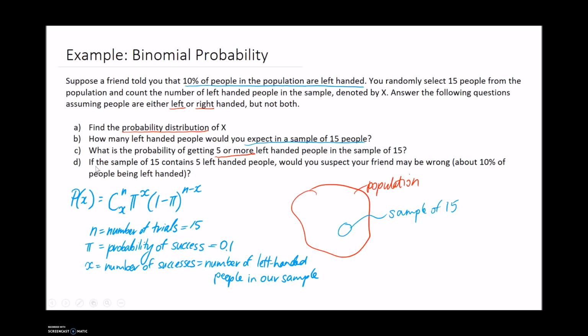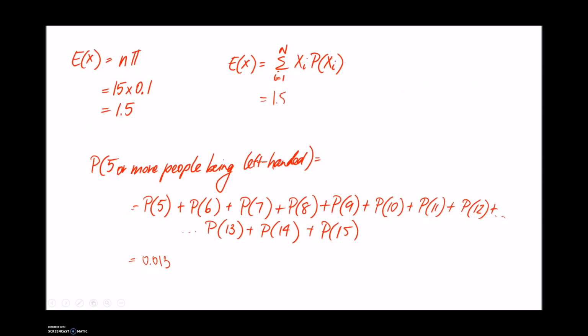So we've kind of just done the relevant calculation for this, because we just looked at what the probability of getting 5 or more left-handed people actually was, and we decided that the probability was about 0.013, or about 1.3%. So this is an incredibly rare event, okay? Really, really rare. Only 1.3% of the time would we expect 5 or more people to be left-handed based on our assumption that 10% of the population are left-handed.